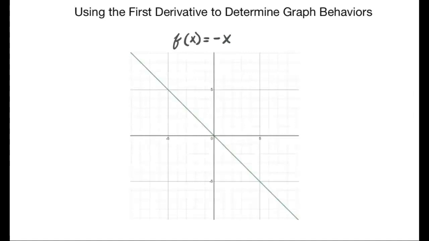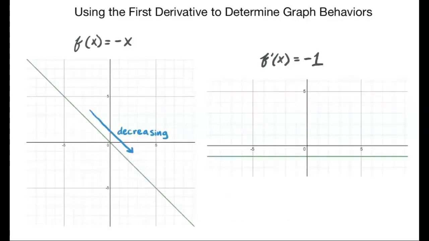Now let's look at an example of another function, f of x equals negative x. Looking at the graph of this function, do you think that it is increasing or decreasing? I think the graph is decreasing because the y values decrease as the x values increase. That's correct. Now let's see what the first derivative of the function looks like.